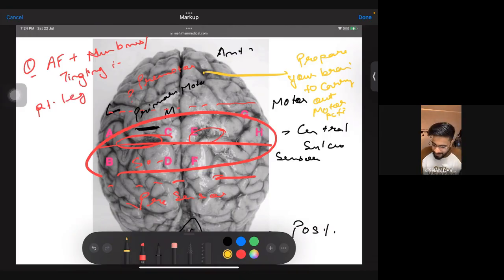Okay, I am giving you the direction. This is the right side and this is the left side of the brain.